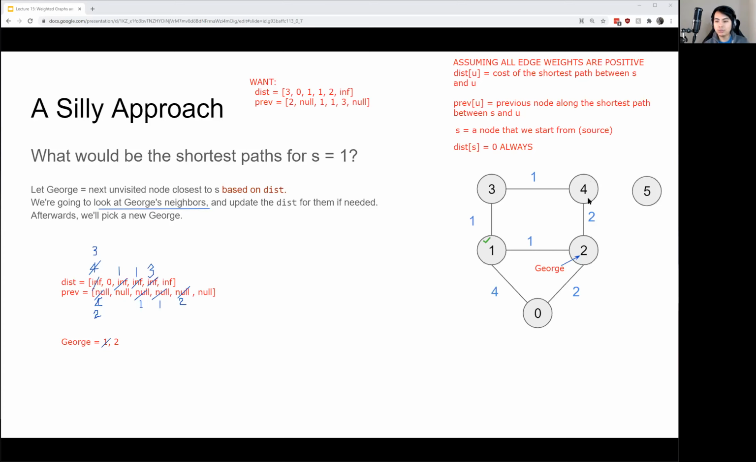So that was all the neighbors of 2. We're now going to be done there and pick a new George, all right? So in this case, we're about to finish, and we need to pick a new George. Based on the distance array, what is the node that has the next cheapest cost? We just visited 2, and before that, we visited 1. What's the next George we pick?